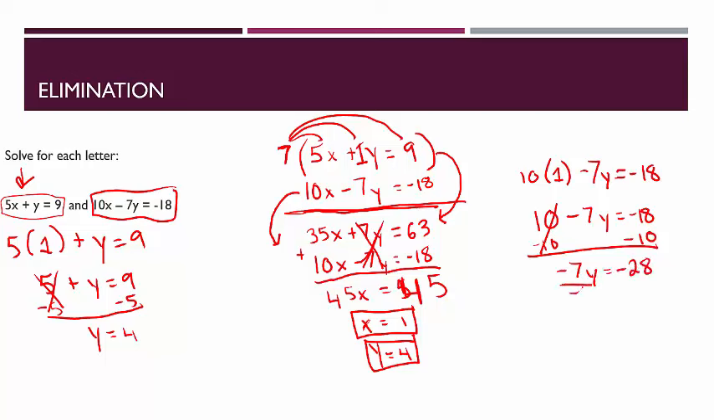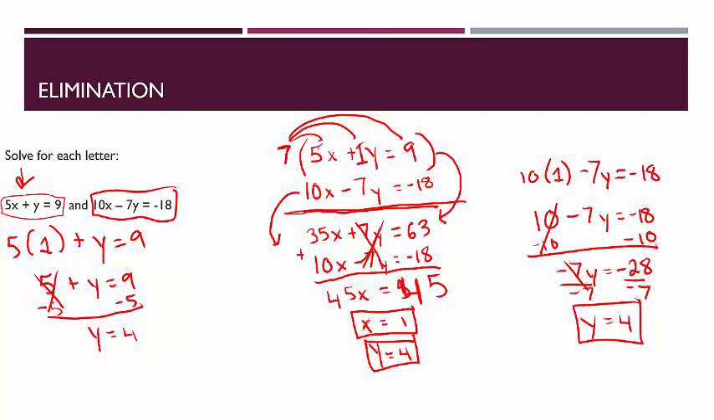And if I divide by negative 7 on both sides, I get y equals 4. So you can see that we got the same outcome no matter which equation we use. And that's the basics of elimination. So again, the important part is to try to make one equation, one of the variables, come out to the same number as the other variable.